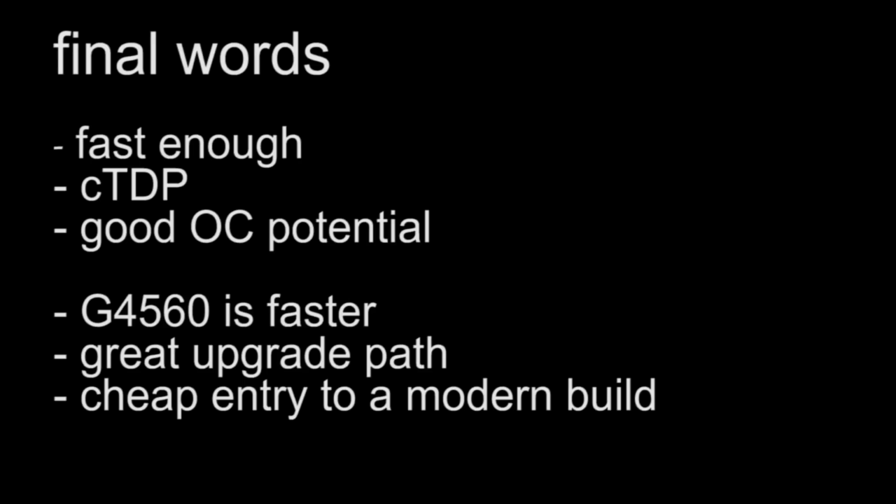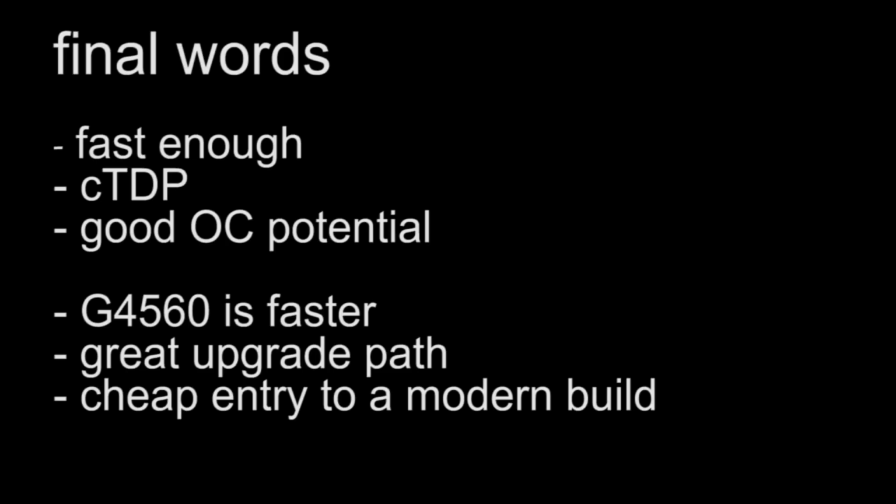In conclusion, I can say that the Athlon brings enough performance to the table for a budget build. It's fast enough for most games and with around 60 bucks, relatively cheap. Just don't buy the CPU right after launch. The cTDP is a great option, improves performance in most games while reducing heat. The Athlon also has good OC potential.